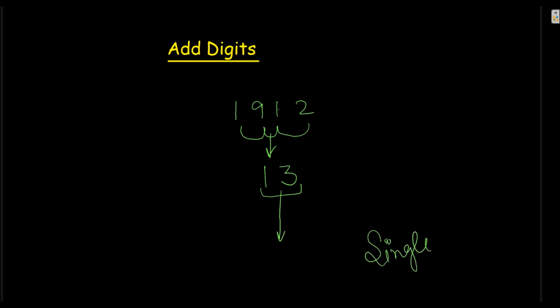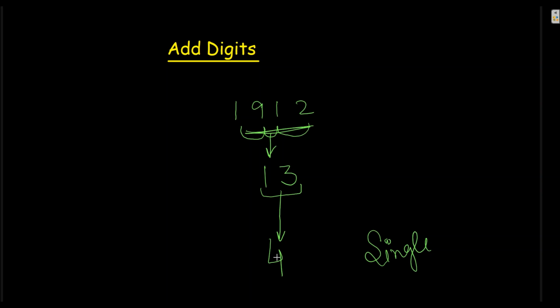Today in this video we will discuss add digits, where we are given some digits like 1, 9, 1, 2, and we have to do the sum of the digits, which will be 2 plus 1, 3, 3 plus 9, 12, 12 plus 1, 13. Then we need to keep doing the sum of the digits until we get a single digit. So 1 plus 3 will be 4.